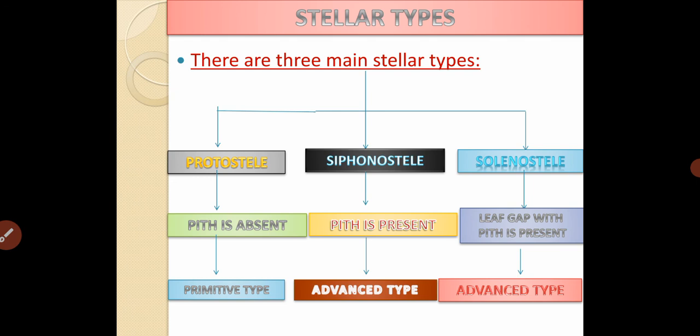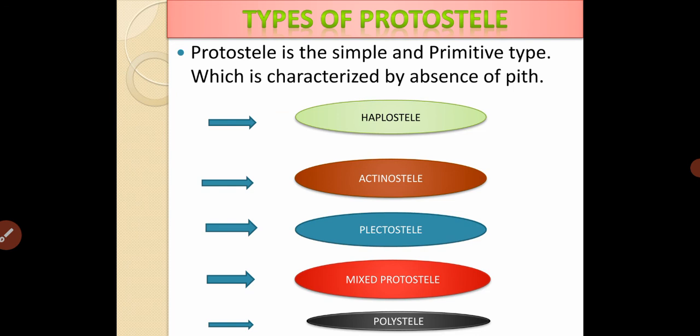Protostele is the condition in which pith is absent. It is the primitive type. Siphonostele. It is the condition in which pith is present and it is an advanced type. Solenostele. It is the condition in which pith is present along with the leaf gap. It is also an advanced type of stele. Let us study in detail.